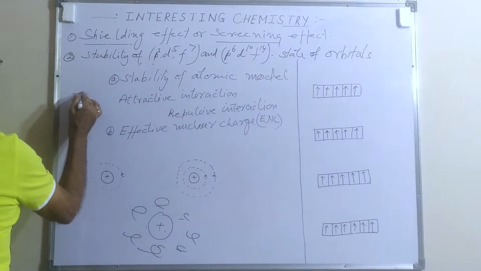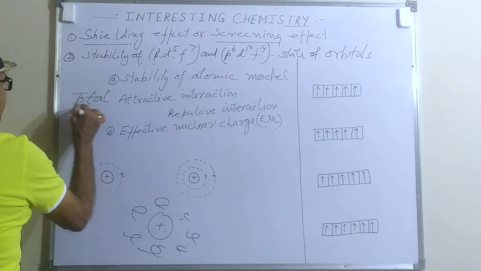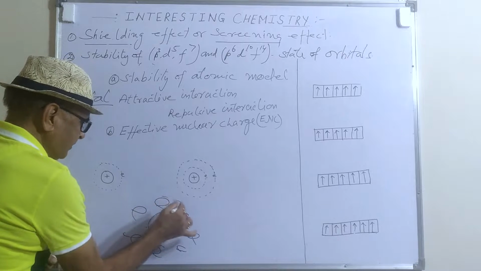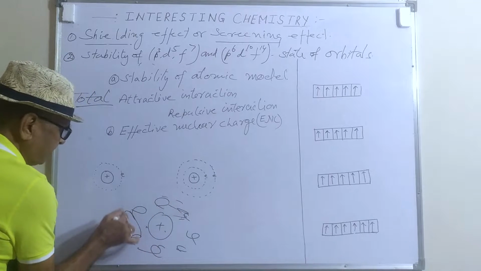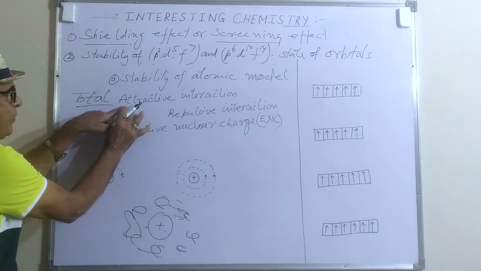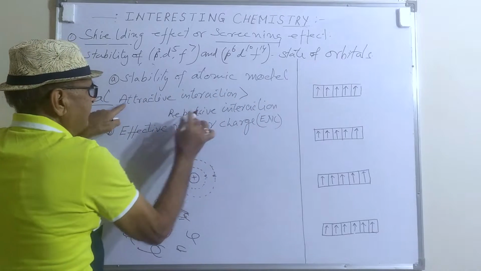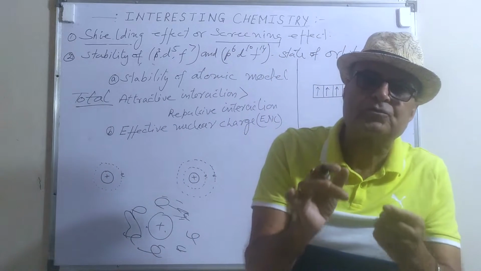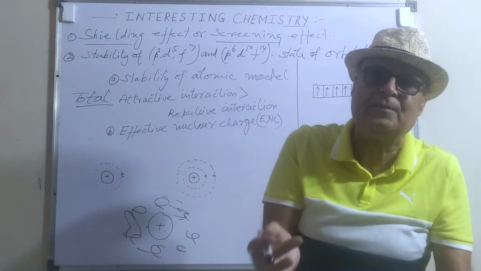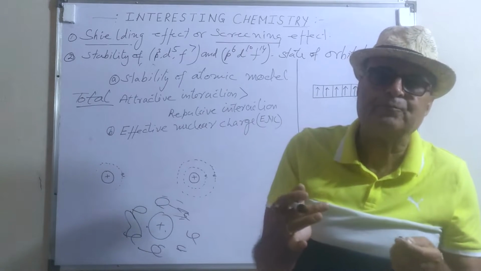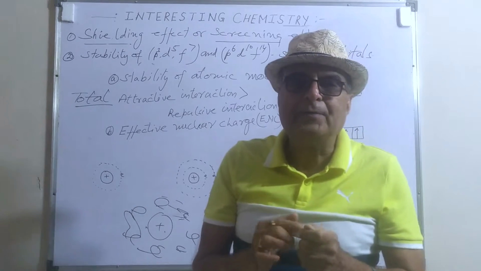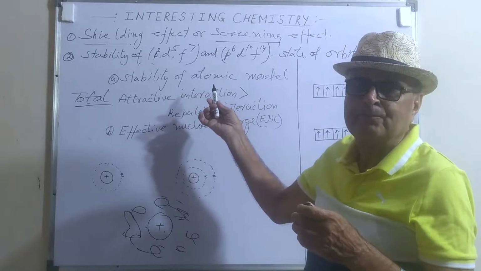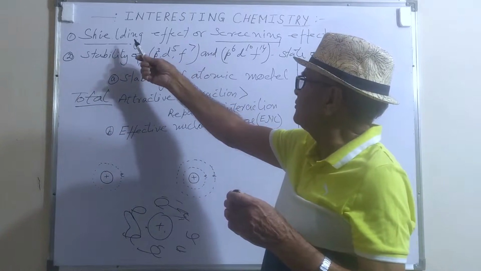Now I am adding the word total attractive interaction of all electrons. And the repulsive interaction: this electron repels this electron, which repels this one. So when the attractive interaction is greater than the repulsive interaction, the electrons may be stable. This electron will be stable in the atom. That is the stability of the atomic model I explained. Now I am coming to the shielding effect.